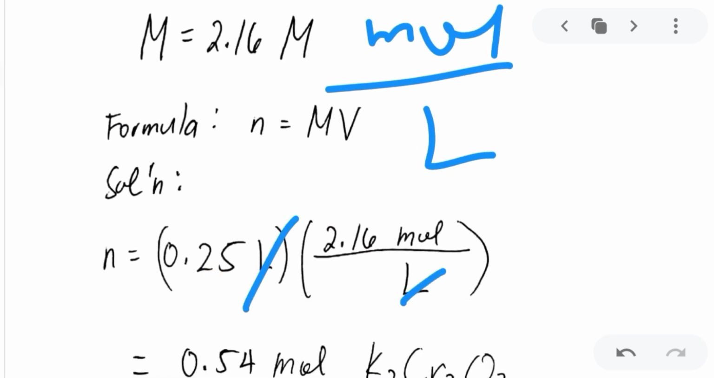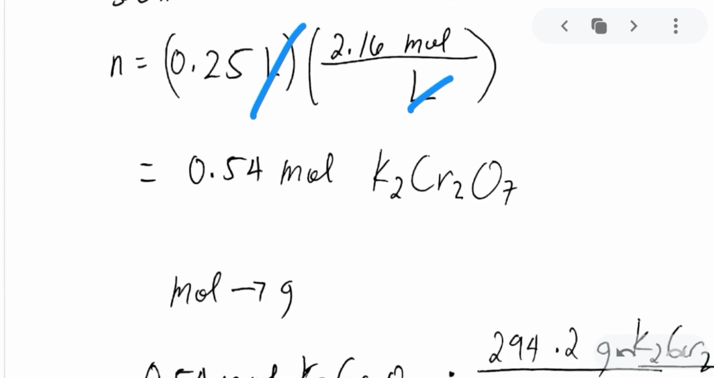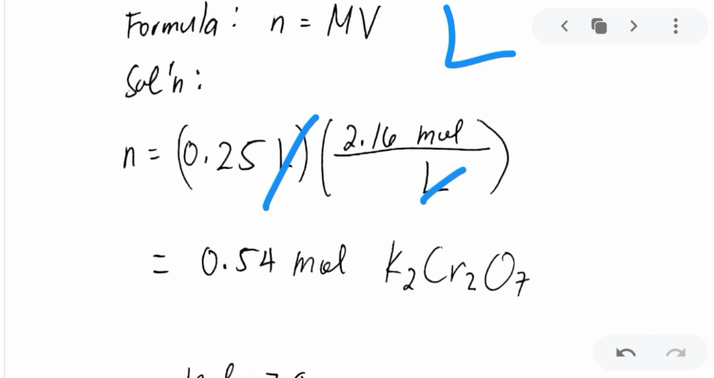And then, you will be left with the mole unit, which is what you are looking for so that you can convert it into grams. So, you will have here 0.25 multiplied by 2.16, and you will have 0.54 mole of potassium dichromate. This is the chemical formula for potassium dichromate. And then, the next thing that you need to find is the grams.